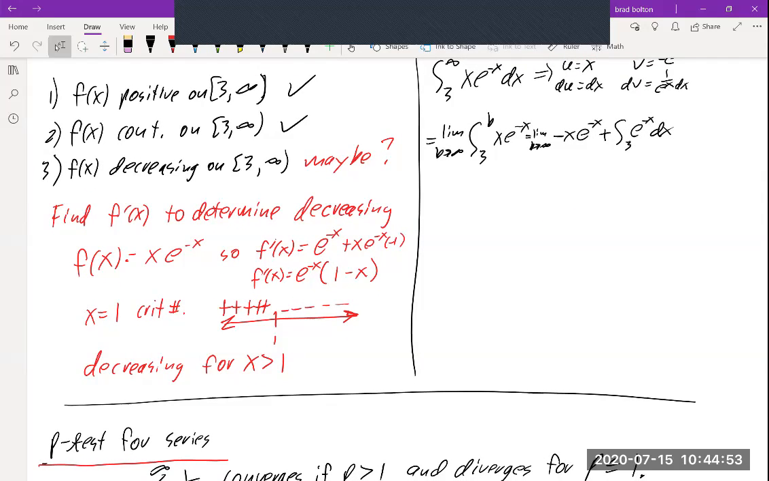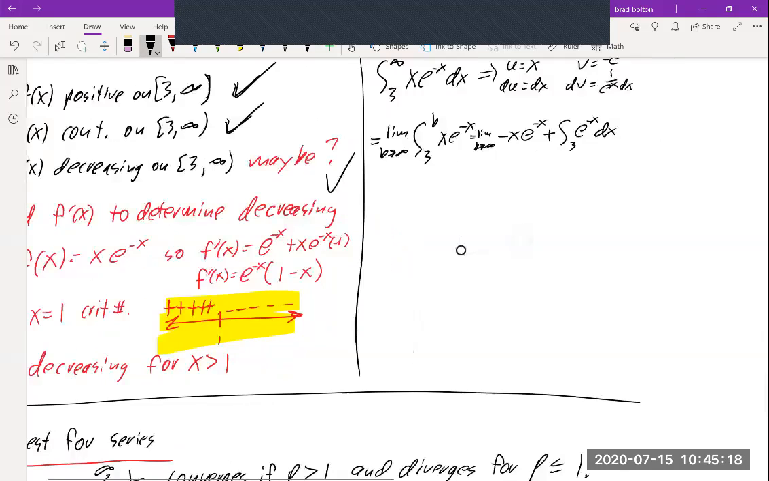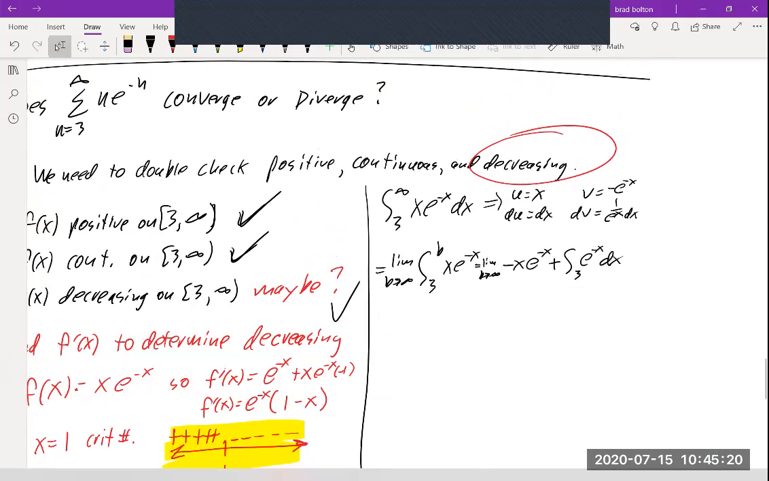So I find the derivative, and you see my work here, and I make my little sign chart, and it shows that it's negative after 1, meaning that the function is decreasing after 1 because its derivative is negative. So we know that it's decreasing for x greater than 1. And we're on 3 to infinity, so you know this is definitely greater than 1, so we're good. So check, check, check. All 3 of these work. So then what we're allowed to say is that the integral test applies.